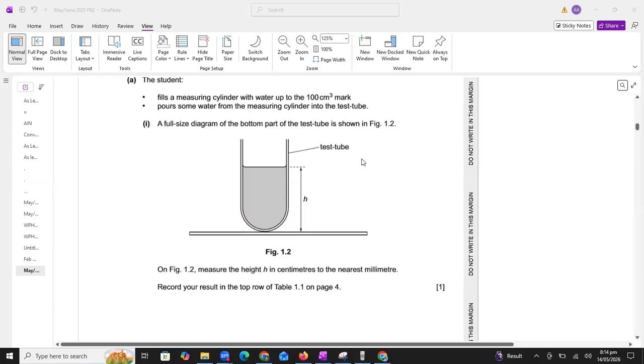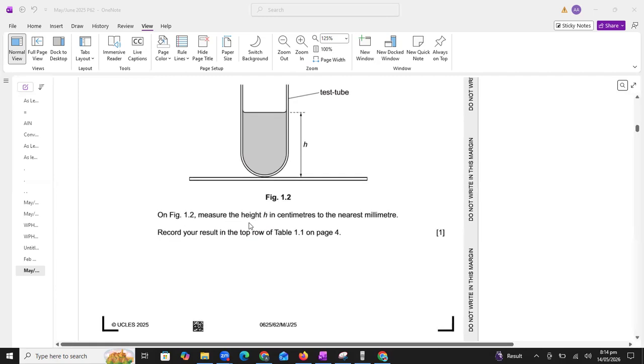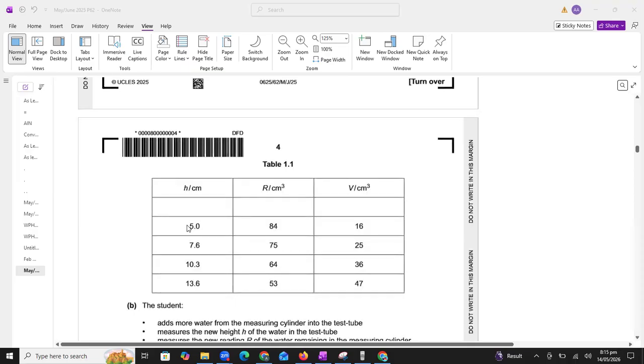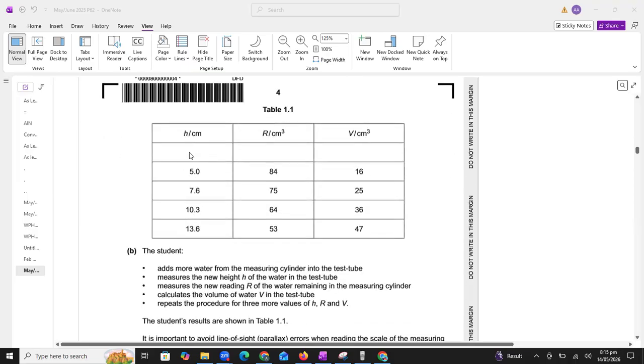All right, students. Now, they are saying a full size diagram of the bottom part of the test tube is shown in figure 1.2. Let me tell you again, beta, full size diagram means we have to measure the diagram. You can take the measurement from the diagram with the help of the meter rule. On figure 1.2, measure the height h in centimeters to the nearest millimeter, and record the result in the top row of table 1.1 on page 4. So this is page 3 and this is page 4.